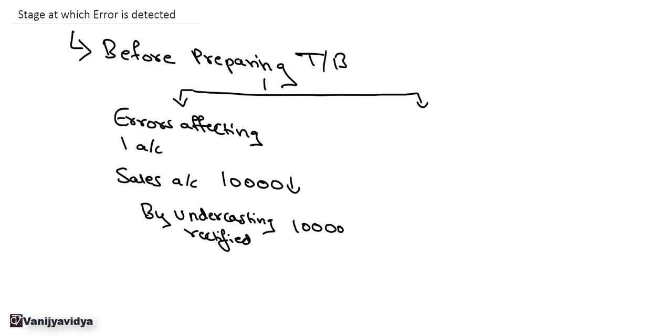Now the next type is errors affecting two accounts for which a rectification entry can be passed. For example, say that sale of fixed asset is recorded as a normal sale. So in this case, the error is affecting two accounts and a rectified entry can be passed.